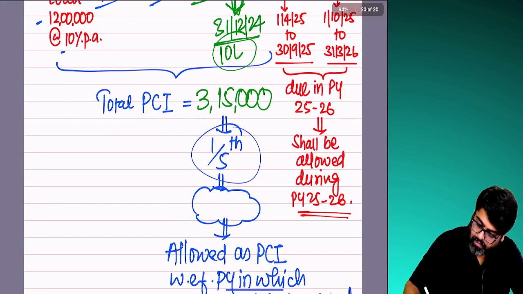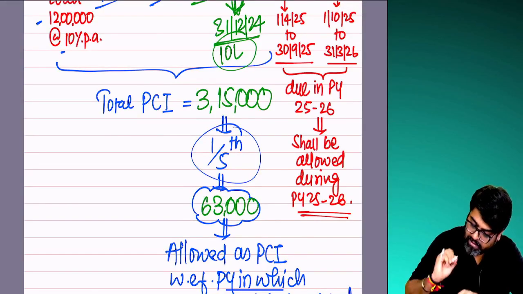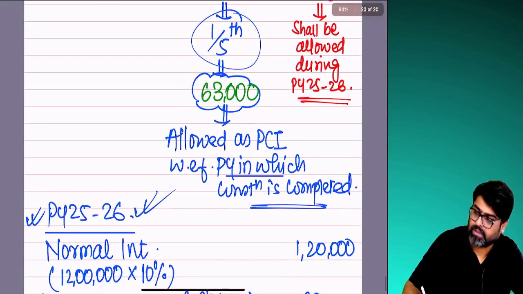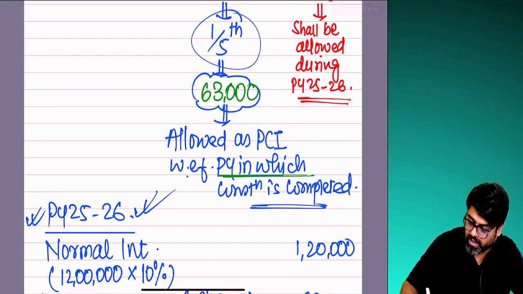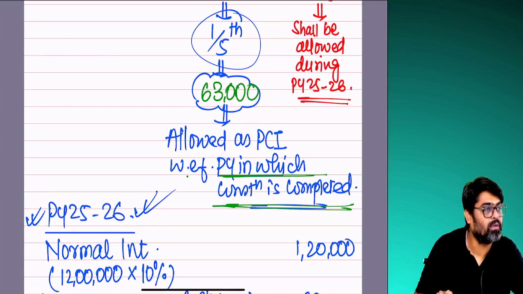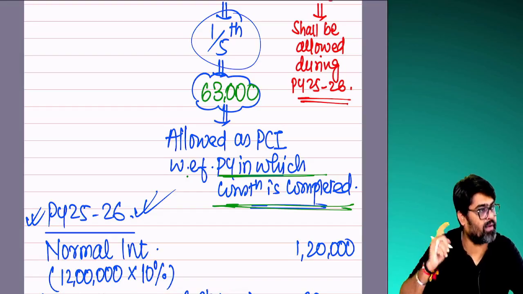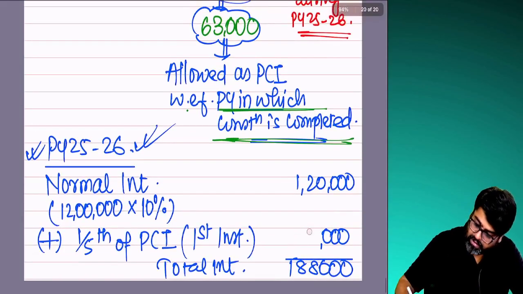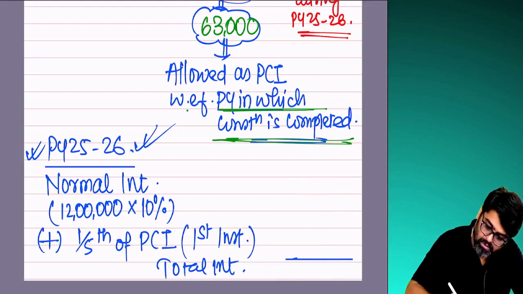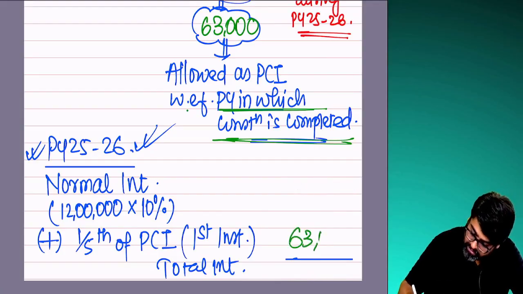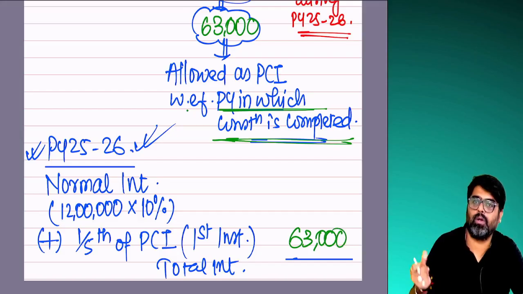60. So instead of 68, now this will become 63, and this 63 will be allowed as pre-construction interest with effect from the previous year in which construction is completed. So the first year in which you will claim this will be 25-26. So in 25-26, this 68,000 will change. It will be how much? It will be 63,000. Instead of 68, you will put 63.